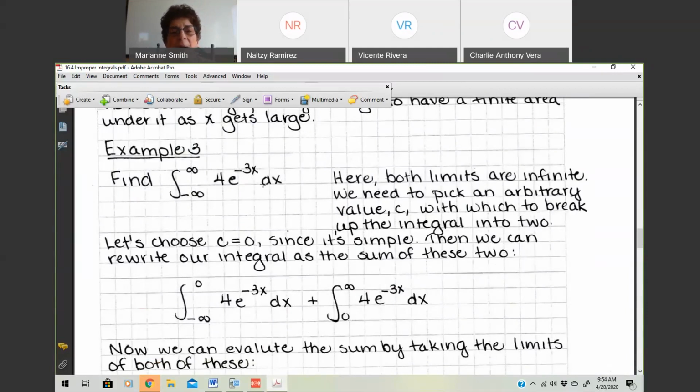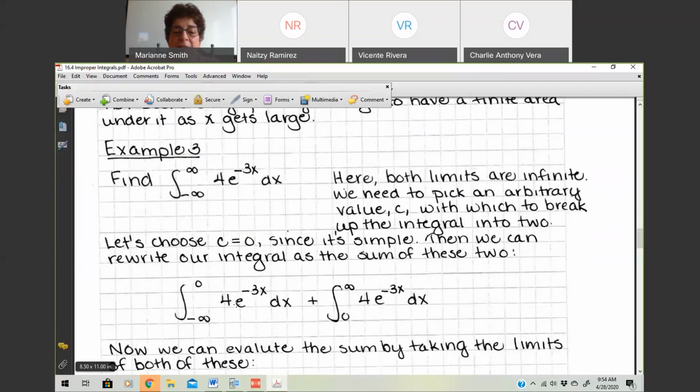So I'm going to pick an arbitrary value in the middle of positive and negative infinity. And usually if you're using e to the x, a good value to pick is 0, right? E to the 0 is a 1. That's easy to evaluate. So 0 is kind of going to be my go-to number. And I'm going to break the integral into 2 parts. So I'm rewriting my integral as the integral from negative infinity to 0 of the function plus the integral from 0 out to positive infinity, same function.